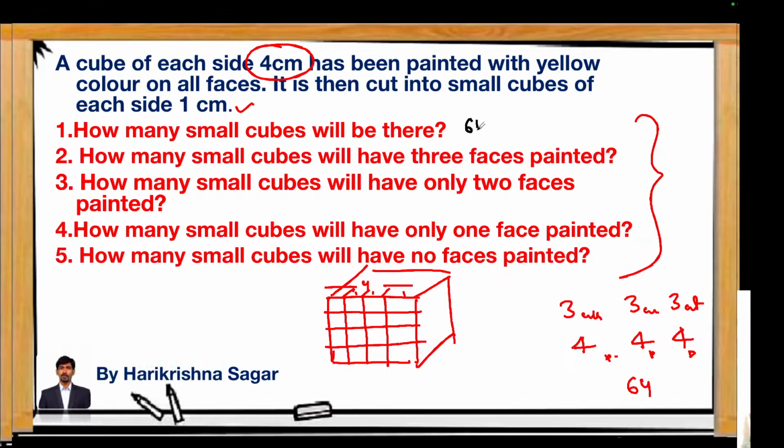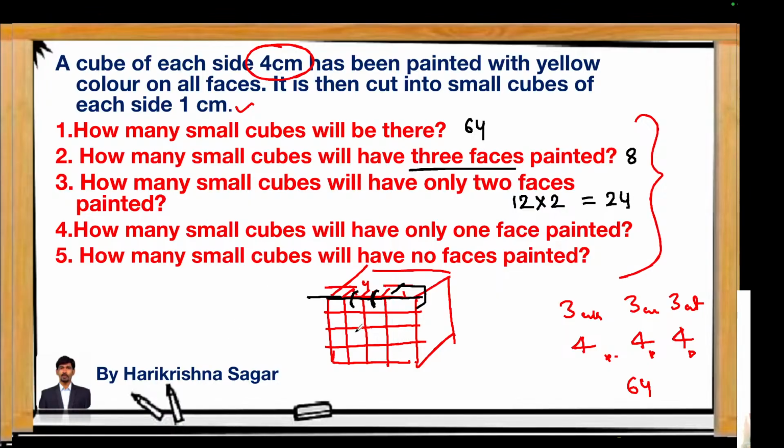How many of the smaller cubes are 3-side painted? No matter what the question is, 3-side painted will be at the vertices only. How many vertices will be there? 8 vertices. Mark the answer 8. How many smaller cubes have only 2 faces painted? Only 2 faces painted means you have to think about edges. You are going to see 2 cubes on one edge. How many edges? 12 edges. So you multiply 12 into 2, which gives a result of 24.